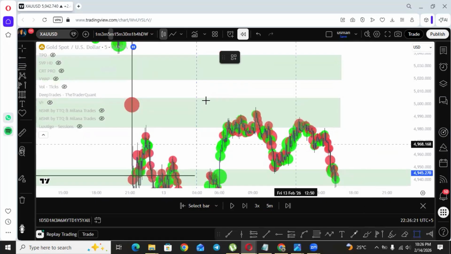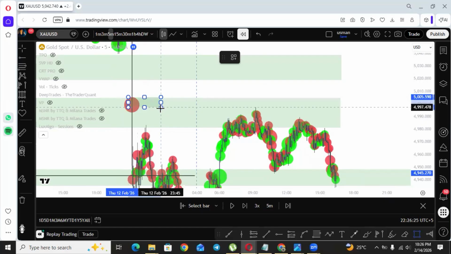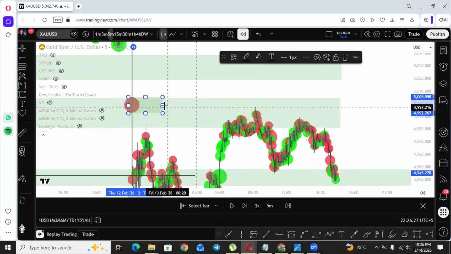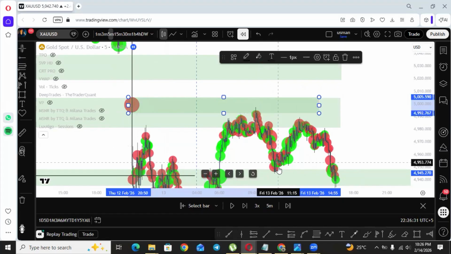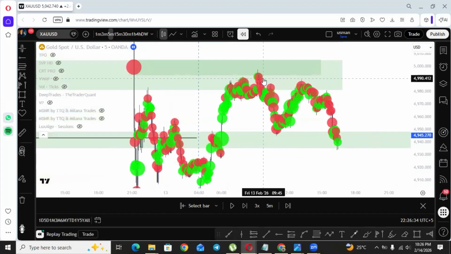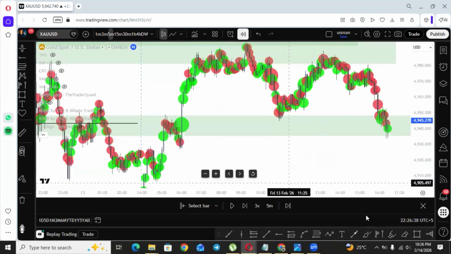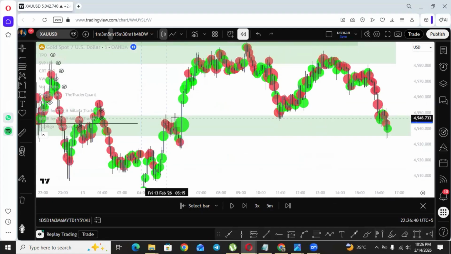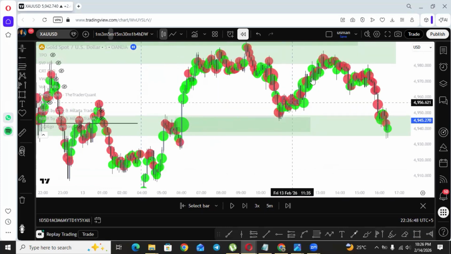Also, what I am going to show you guys is this cluster, the exact point where the market tapped and came into our area, and this cluster was the exact point where the market tapped and went up.